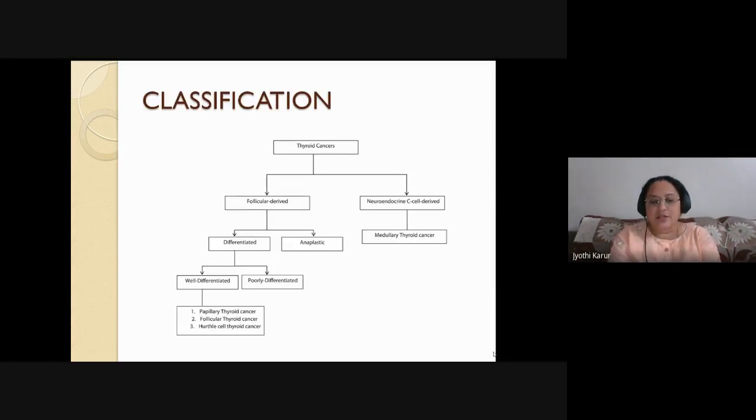Coming to the classification. Till 2017, this was the classification which has been followed worldwide. So thyroid cancers were, I'm using the word were, basically divided into two types. One is follicular derived and neuroendocrine, that is C cell derived. In simple words, thyroid consists of different types of cells. The most important cells are thyrocytes, and then the parafollicular cells. And among the thyrocytes, there were two different types: differentiated cancers and anaplastic cancer.